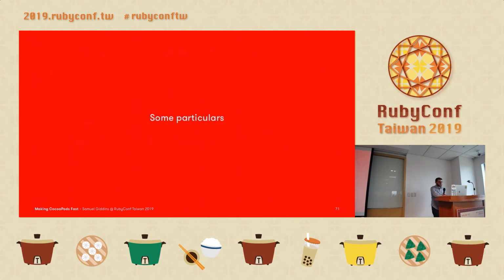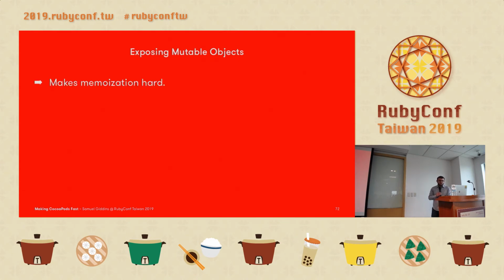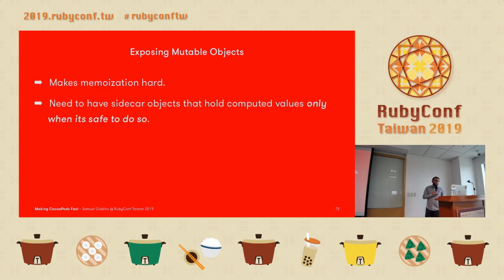So there are some particular design lessons learned. Exposing mutable objects was a terrible decision. It makes memoization really hard. It means that you have to have separate objects to hold computed values only when it's safe to do so, so things like after you're done assigning all of the properties.